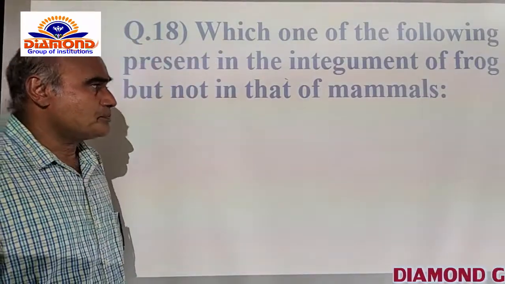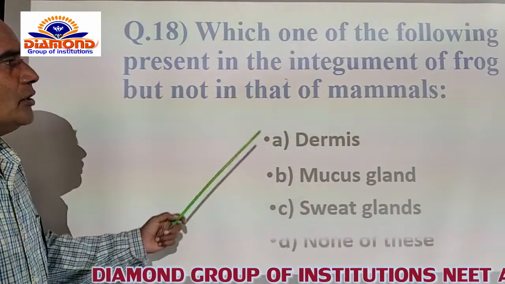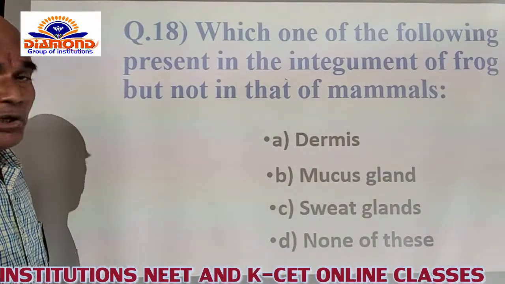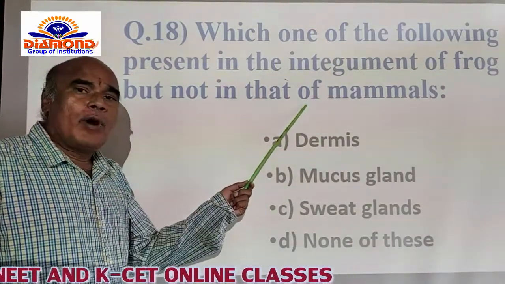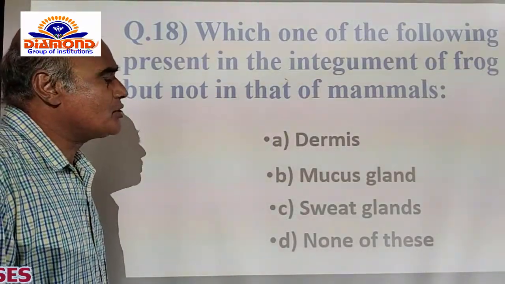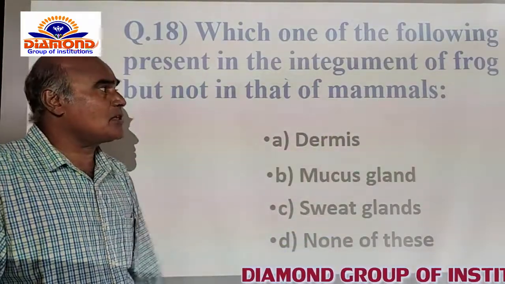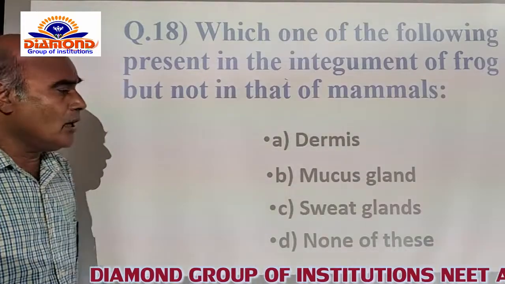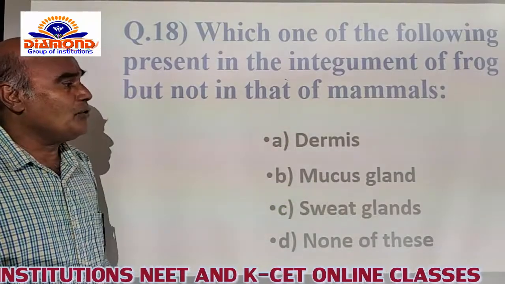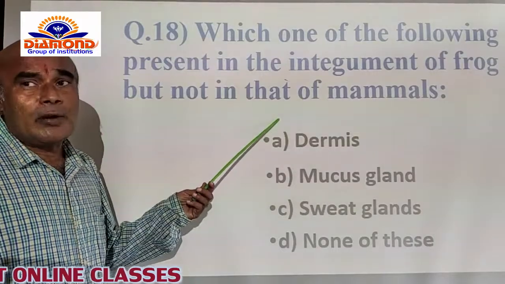A option, dermis. Of course, dermis is present in mammals too, whereas B is the mucus glands. The mucus glands are confined to the body wall of the frog, which helps in the secretion of mucus to maintain the moist nature itself. Whereas C, the sweat glands, are naturally present in mammals itself, whereas D is none of these. Only the mucus glands are confined to the frog and not present in mammals. That's why the B option is the correct option for this.